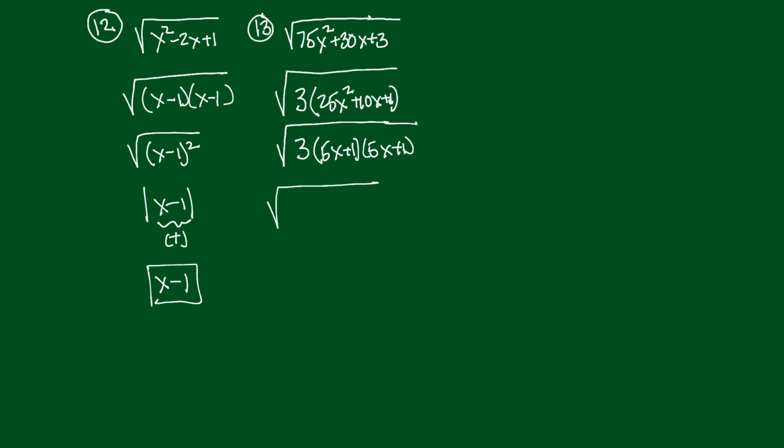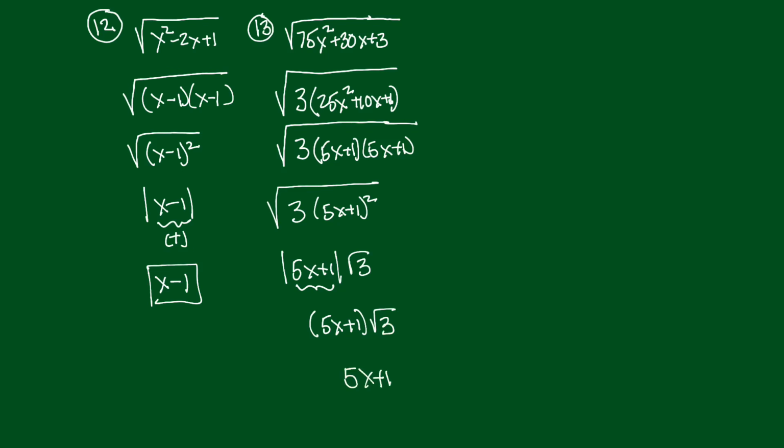We're going to have the square root of 3 times the 5x plus 1 squared. And now I can take this part out. Absolute value, 5x plus 1. Square root of 3 is left. But we're assuming everything's positive, so the absolute value of a positive number is positive. So I'm going to write this as, be careful, quantity 5x plus 1 times square root of 3. Right, not this, 5x plus 1 times square root of 3. Okay, that just doesn't work. I want the whole square root of 3 multiplied by that 5x plus 1.